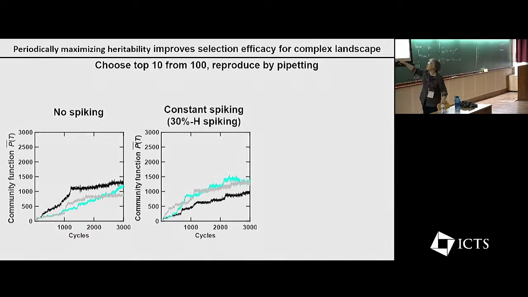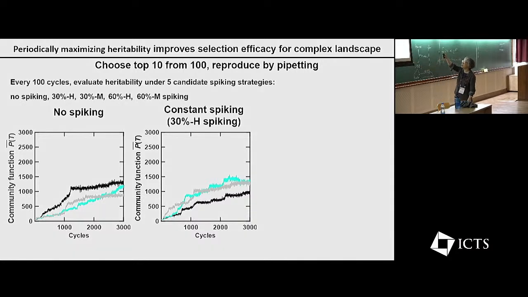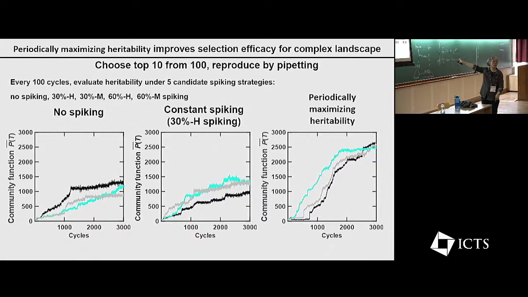Right, so now if I do constant spiking, it's not much different, right? If I just try something. But if I compare different strategies and see which one has the highest heritability, and periodically switch to that highest heritability method, I get this. All these are choosing the top 10 from 100, and it's a pipetting.